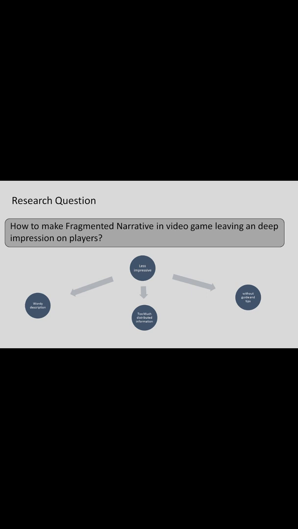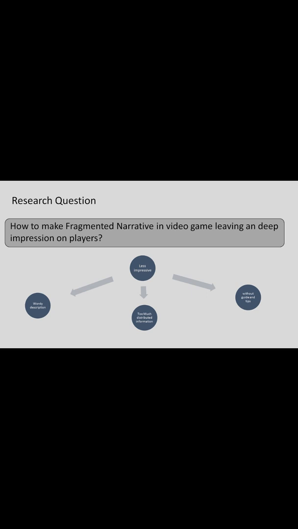First, wordy description. When people read wordy descriptions of items, they will feel tired, so they will be less eager to read them continuously. And the second is that too much distributed information in the game makes it difficult for people to remember and connect it.